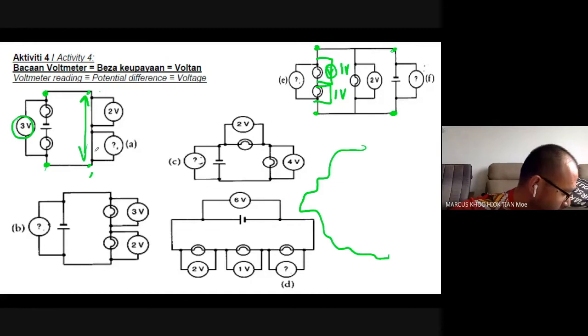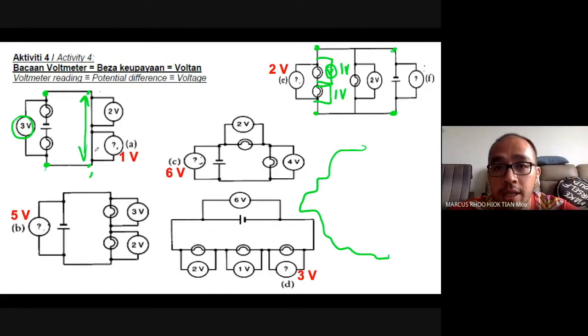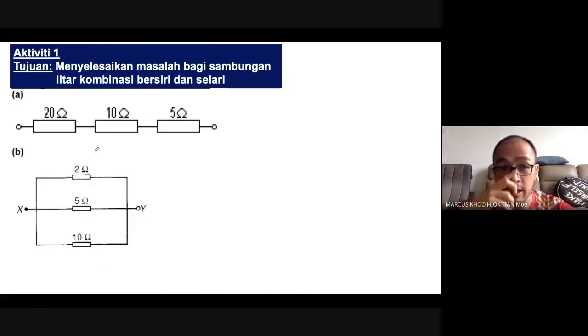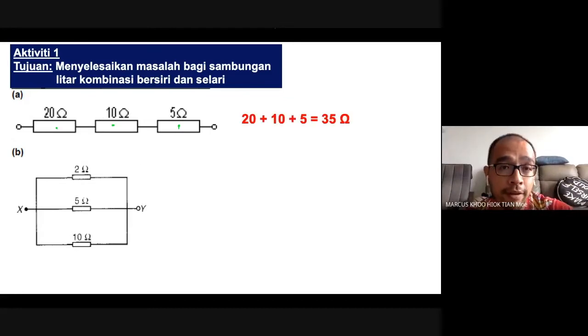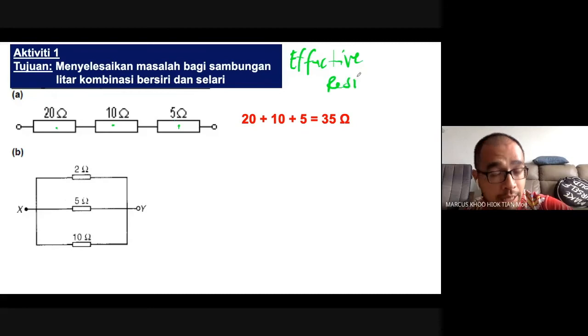All right, good. Now, let's consider how to calculate the effective resistance. In this case, these are three resistors that are connected in series. So this will be 20 plus 10 plus 5. You just add them all together. So the total resistance is 35 ohms. Remember, the other word for total resistance is effective resistance. It's the same meaning.